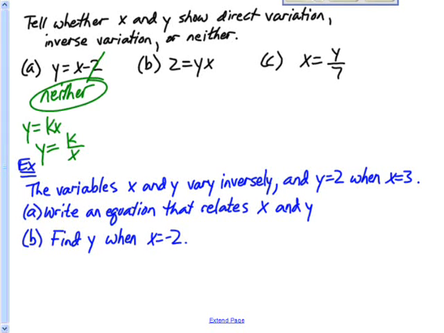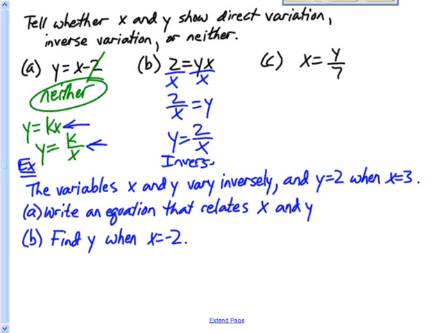Part B, 2 equals y over x. Well, we have to solve this for y first of all. So let's take that x to the other side. So 2 over x equals y. In other words, y equals 2 over x. So which one does that look like? Does it look like the direct variation, or does it look like the inverse variation? Of course, it looks like the inverse variation with my k being 2. So this is inverse variation.